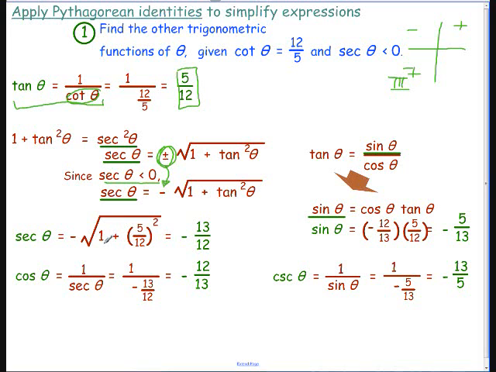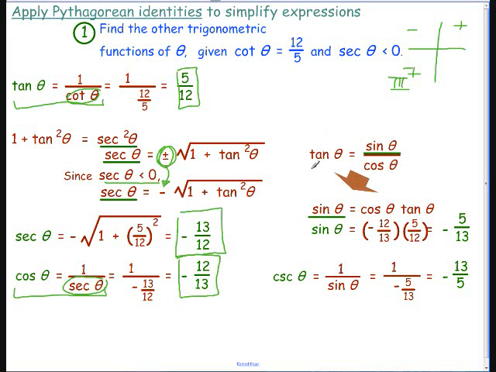Well, when you do your calculations, I'm not going through the math here, but it'll come out to negative 13 over 12. Cosine theta, we can use a reciprocal identity now that we know what secant is. Gives us this one. So how are we doing? We had cotangent, now we have tangent. We have secant, cosine. We still need sine.